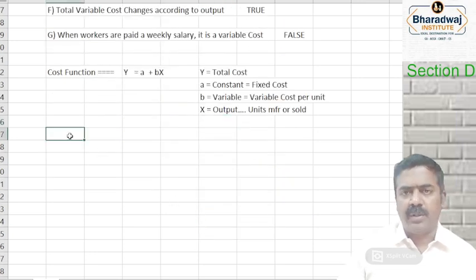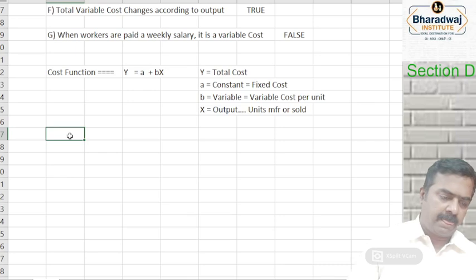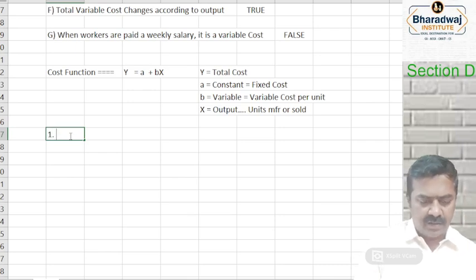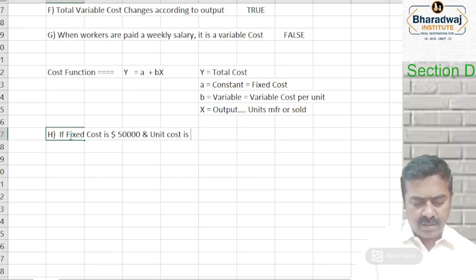Using this, there can be a question. Simple question can be, if fixed cost is $50,000 and unit cost is $2, find... please take it up along with me.